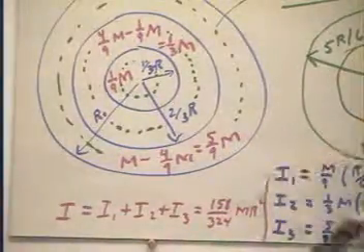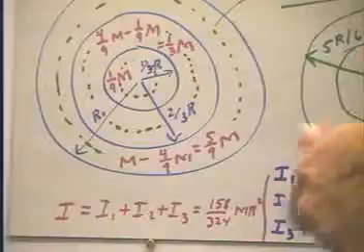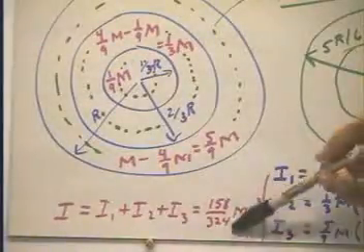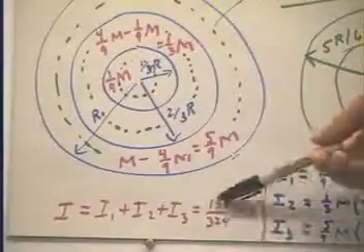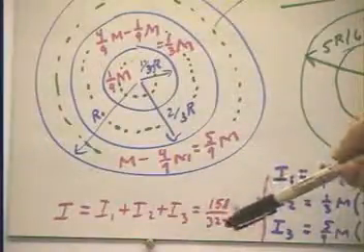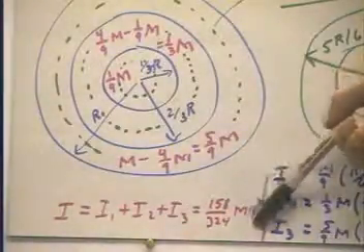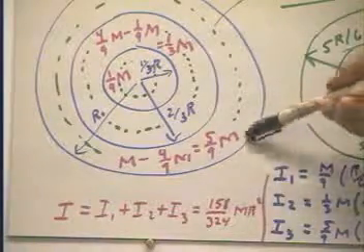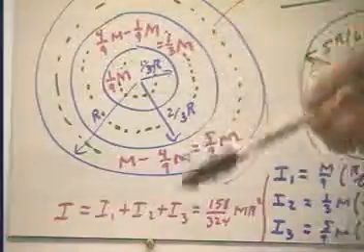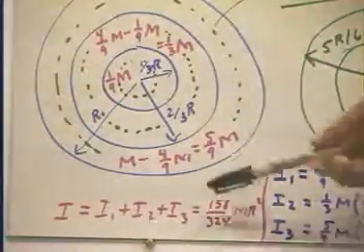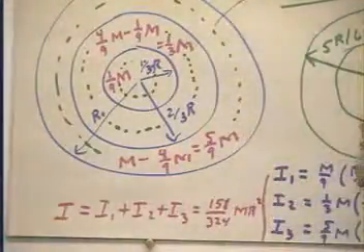over 324 m r squared. Now let me note that if we double 158, we get 316, which is very close to 324. So this is very close to half of m r squared. And it's going to turn out that half of m r squared is really the accurate moment of inertia for a uniform disk of mass m and radius r. So we've gotten a very good approximation here, good to within just a couple of percent.